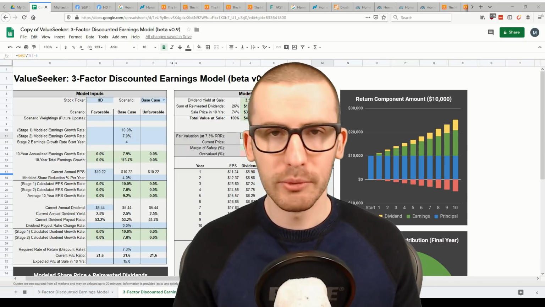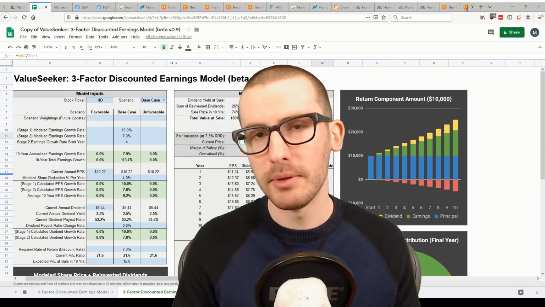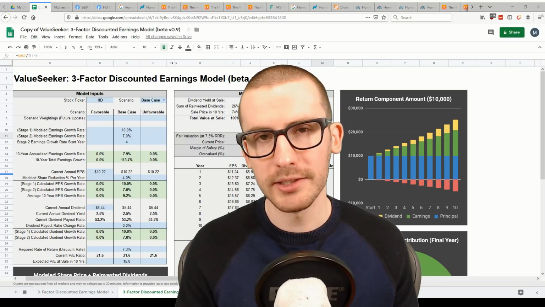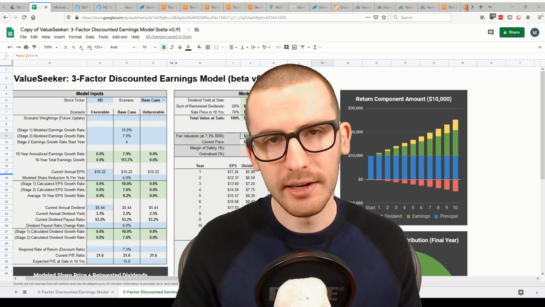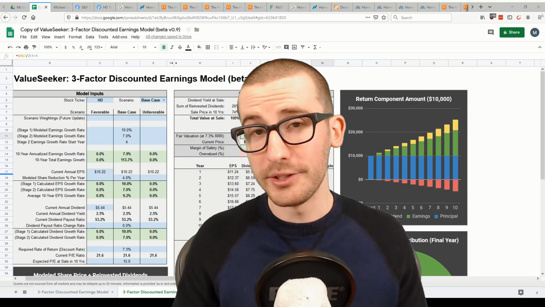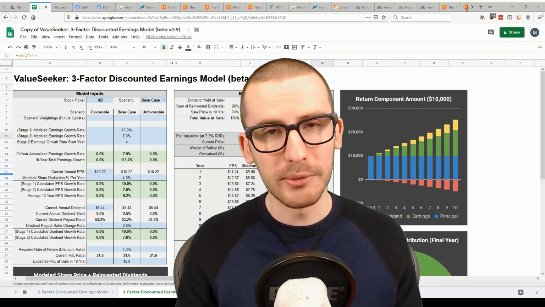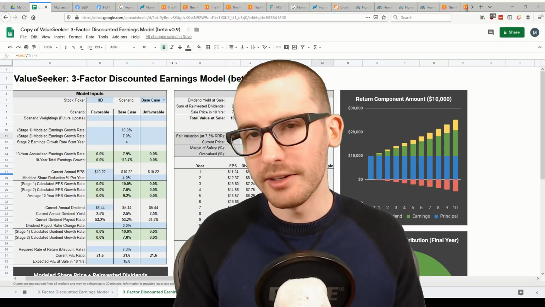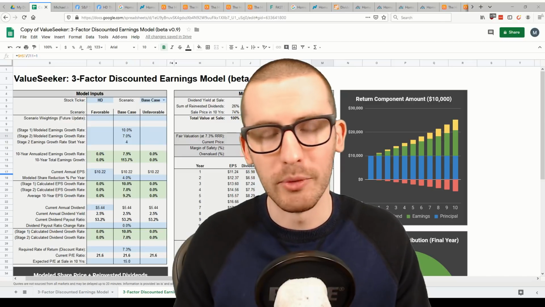Overall, I hope that gives you a good rough overview of how you can use and apply a three-factor model to value stocks and the process for finding and analyzing data to use for assumption setting. There's definitely a lot more we can do here, so this won't be the last time we see this spreadsheet, and I'll continue to update this over time to add more functionality.